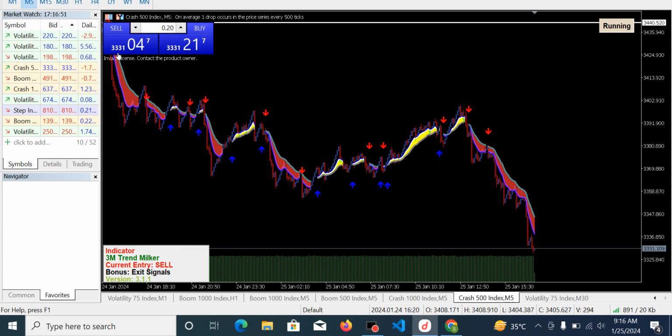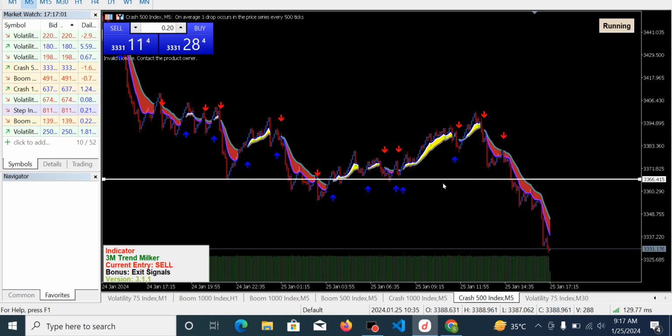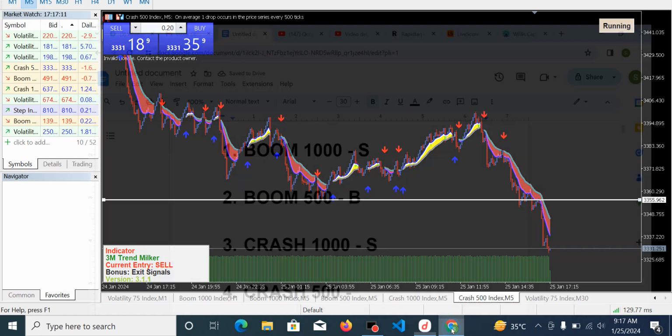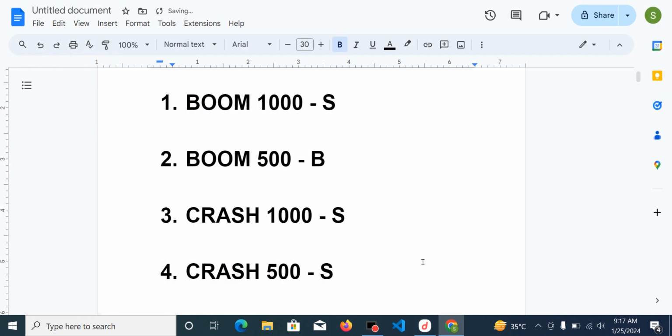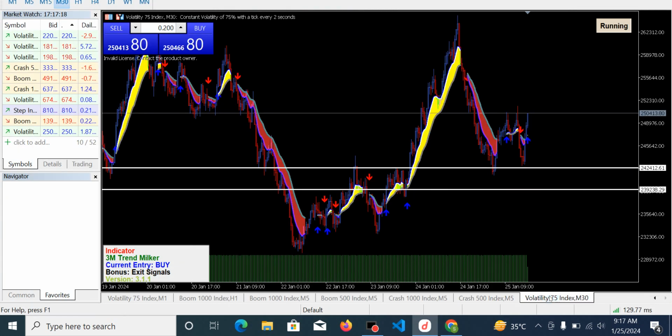This is Crash 500. Crash 500 has been on downtrend for long, and of course around there it played around for a while before breaking out below the support zone around here. It broke out below the support zone, and of course it's heading towards the next support zone. If it breaks out below that, it's going to sell more, but if it does not, it will go back on buy trend, but for now it is still selling. Okay, so this is very important. Okay, so the next asset is going to be V75.